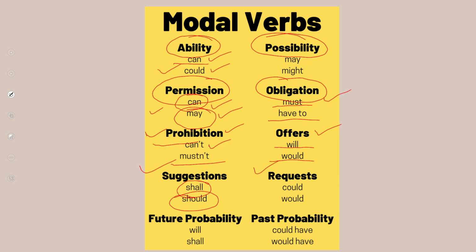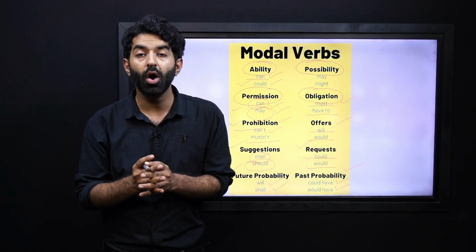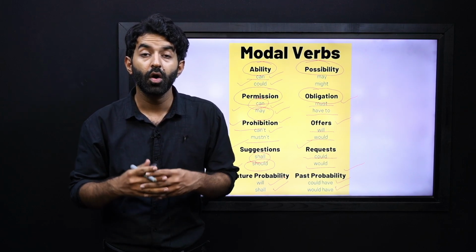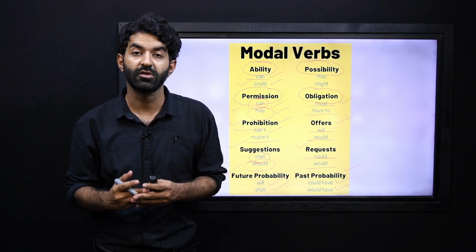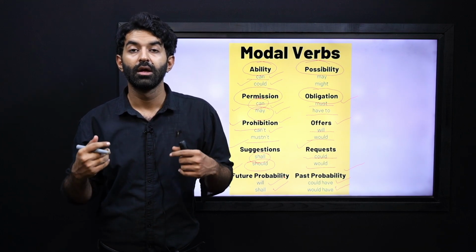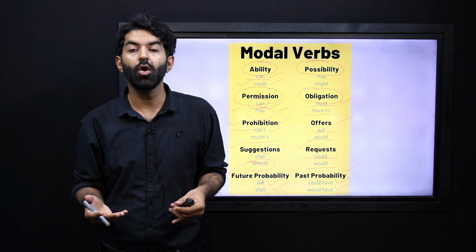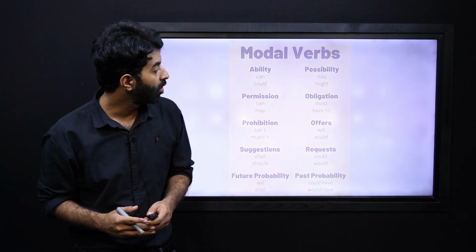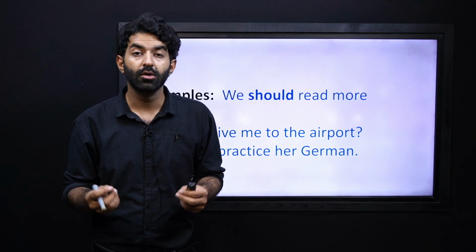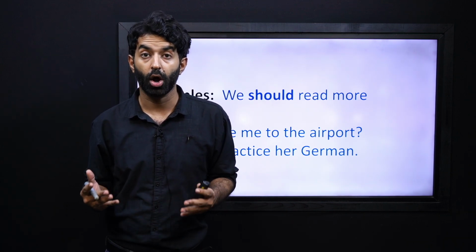If you want to make requests, you can use could and would. For future possibilities or probabilities, will and shall are used, and for past probability, you use could have and would have, since we are talking about the past. So now, by using all these modal verbs, you can fulfill all those different scenarios like asking permission, stopping somebody, being very certain, showing ability or inability. And that's the whole point of using modal verbs.